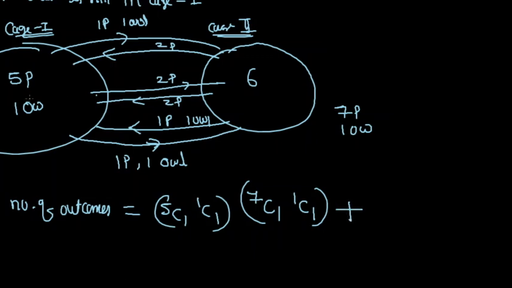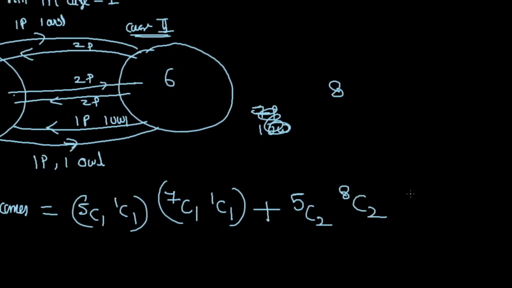Plus the second case, where 2 parrots went. Plus means or. Out of 5 parrots, we have to select 2 parrots, which flew from cage 1 to cage 2. Then 6 plus 2 is 8 parrots in cage 2. Out of 8 parrots, 2 parrots flew from cage 2 to cage 1, so 2 are selected out of 8. This is case 2.